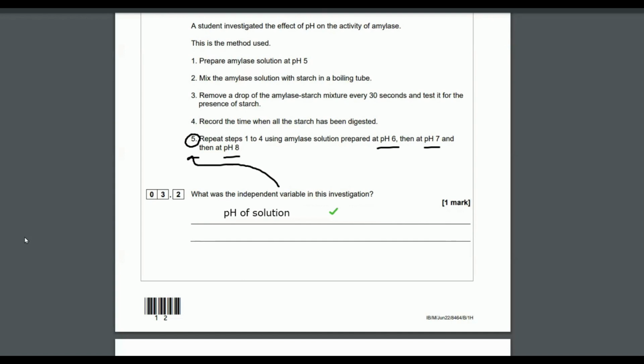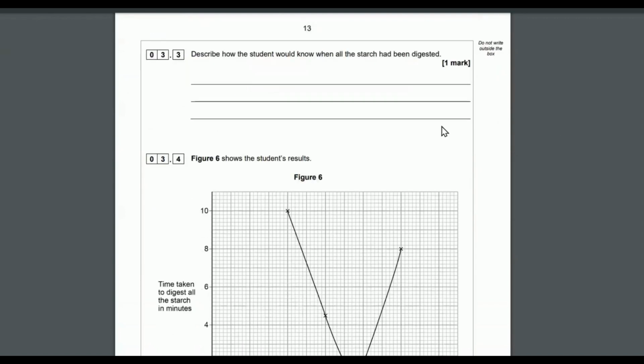Of course, you may be asked, what is the dependent variable? What are they measuring? Well, they're investigating the effect of the activity on the amylase, and they're doing that by testing for the presence of starch. So what they're actually measuring is whether starch is there or not with the iodine, but they're not going to ask us that. So describe how the student would know all the starch has been digested. So they're adding iodine. Do you remember what iodine does with starch? So iodine goes blue-black with starch.